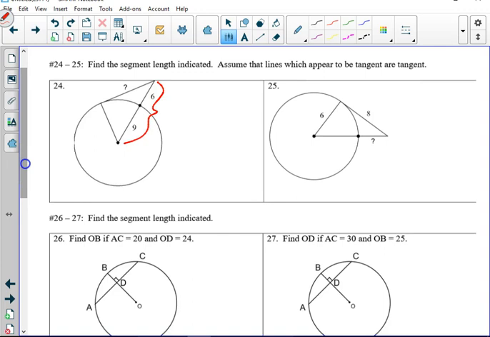All right. So remember, always total up a line like this, 15. Because remember, it's the outside times the whole equals tangent squared. So x squared equals 90. Square root both sides. X is approximately 9.49.